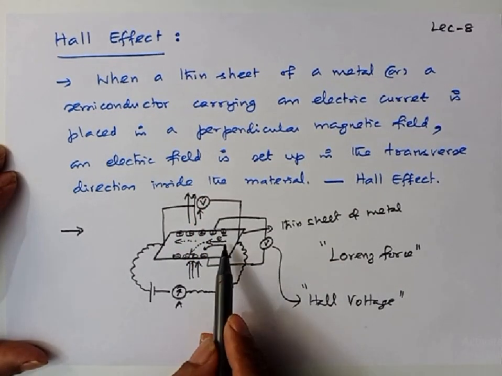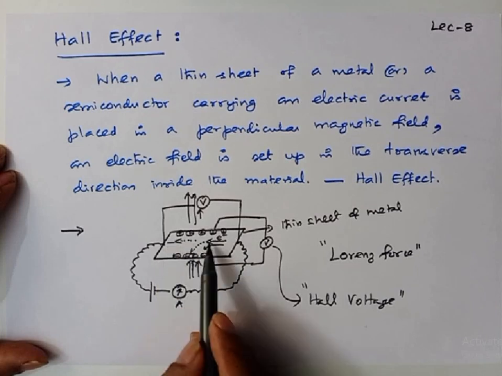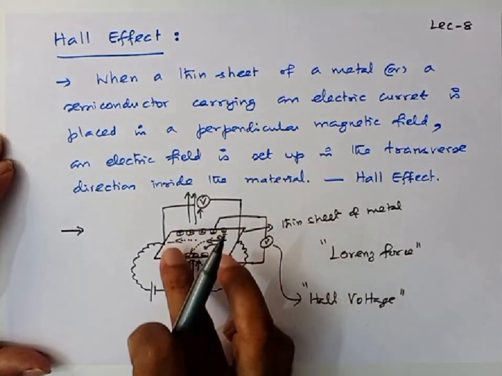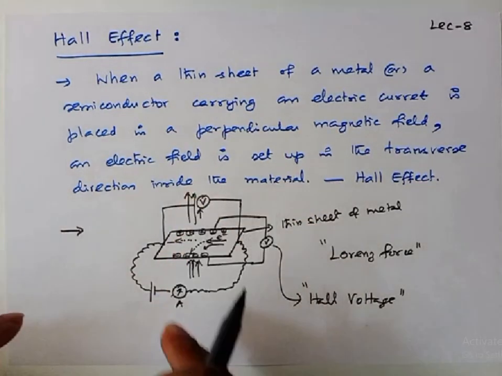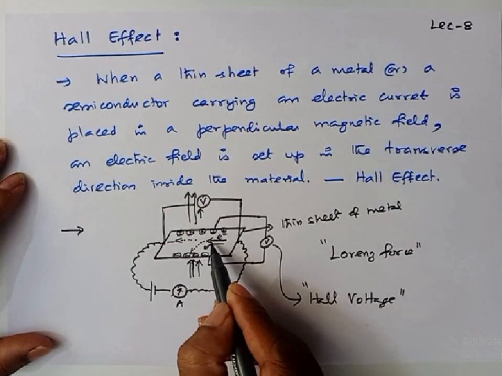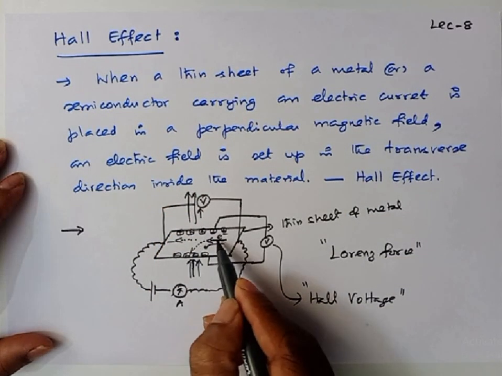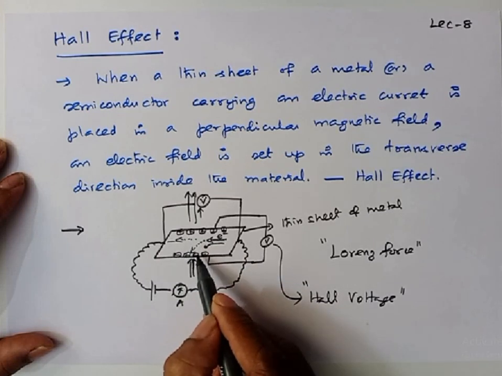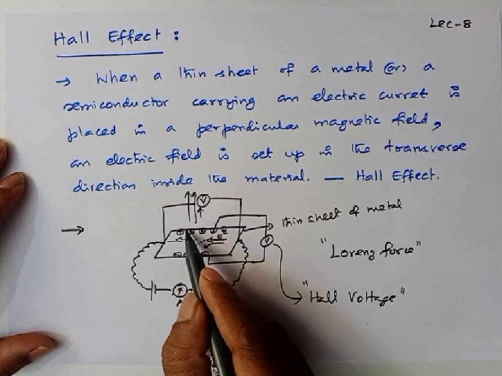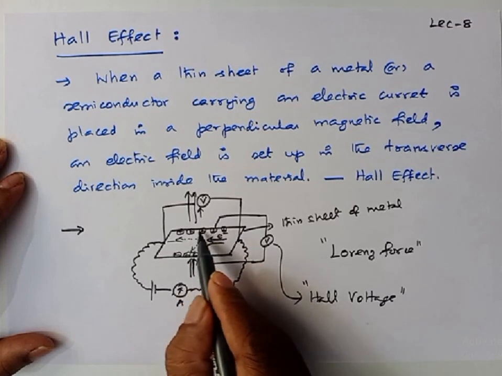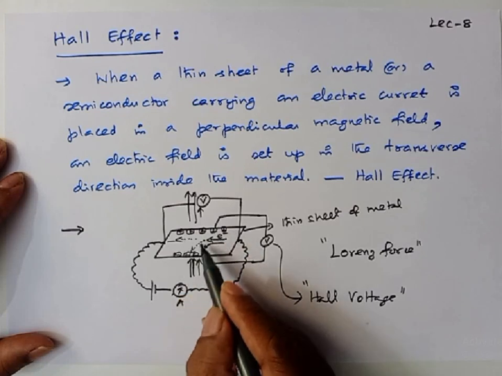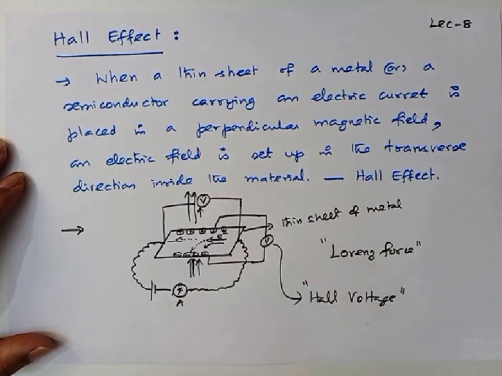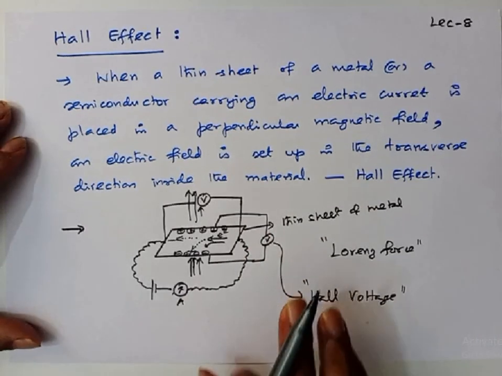Initially, electrons are moving in this direction, and you will get some current and some voltage in the circuit. When I place this thin sheet of metal in a perpendicular magnetic field, the direction of the electrons changes, and the electrons start to accumulate on one side. Equally opposite charge will start to accumulate along the opposite side. Due to charge separation, there is a development of potential, and that potential is what we call the Hall voltage. Students, observe carefully, this is very important.